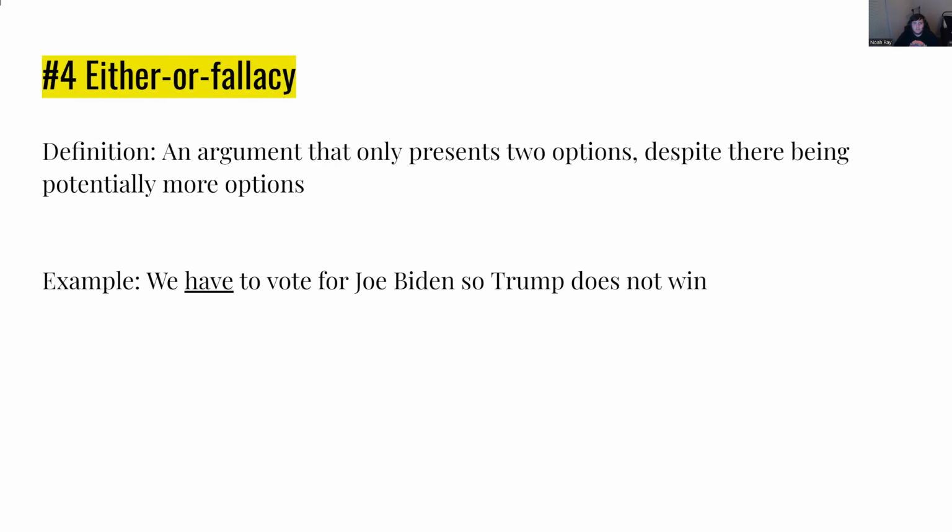The next one is the either or fallacy. This fallacy is essentially presenting an argument as though there are only two options, despite potentially having more outcomes. The example that I'm using for this one is our speaker saying we have to vote for Joe Biden so Trump does not win. He is completely ignoring the fact that there are other people that you could vote for. Essentially saying that if you don't vote for Joe Biden, Trump will win, when there are other options.